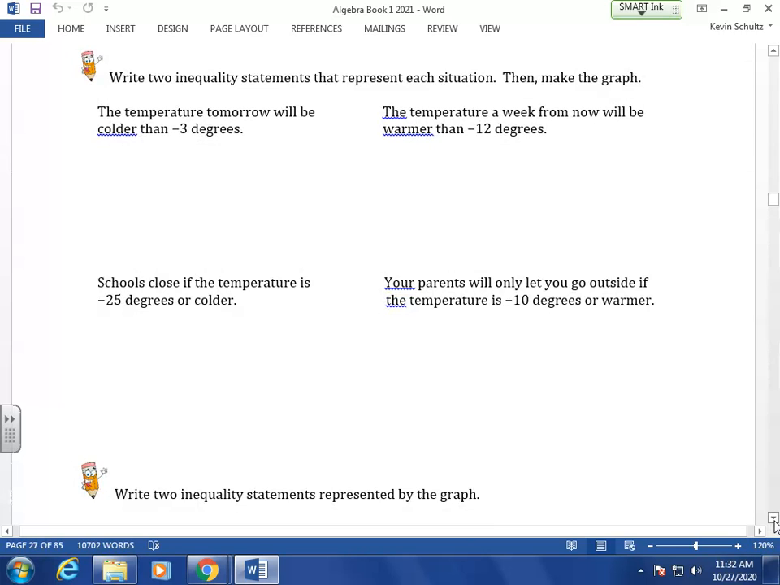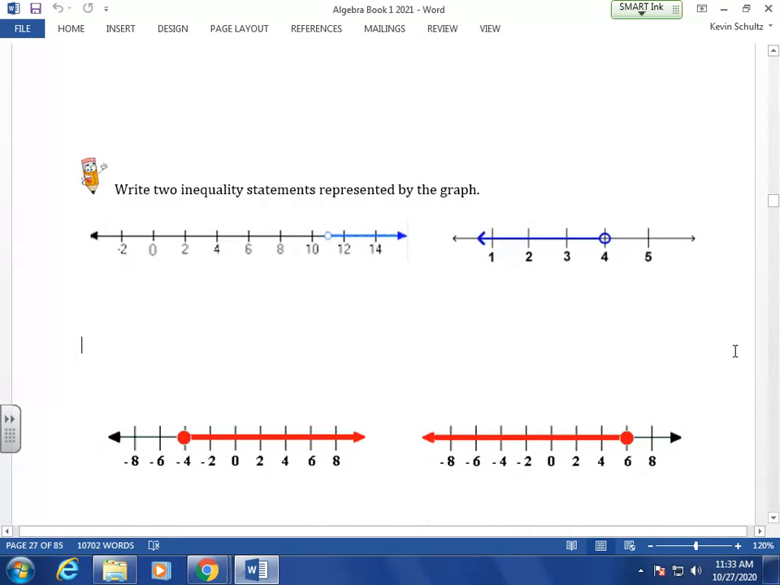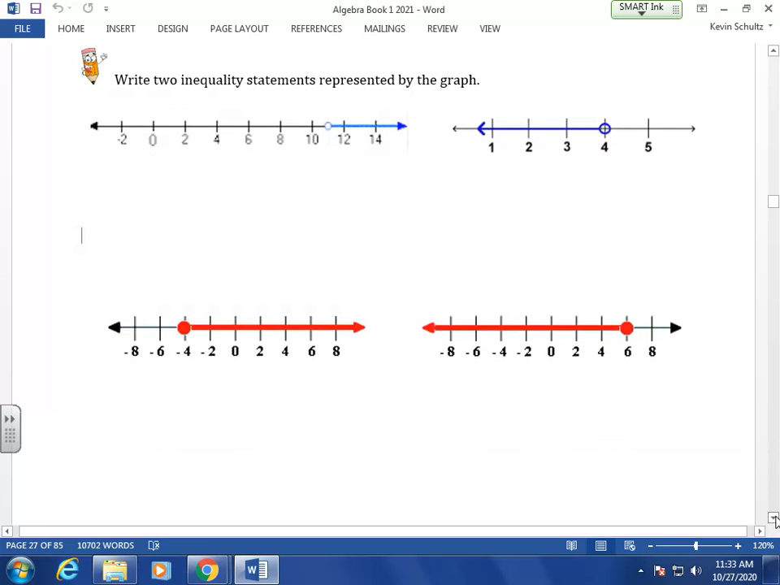On the second page then, we start with 4 very similar to the front side. The difference is that all 4 of these kind of have to deal with the same thing, using the words colder and warmer, negative 25 degrees or colder, negative 10 degrees or warmer. Each of the 4 inequality symbols is used once. And just like before, write the inequality 2 ways and then graph it on the number line. And then at the bottom, I give you 4 graphs. And so your job here is to interpret the graph and write the inequality 2 ways. So we'll take the first one.